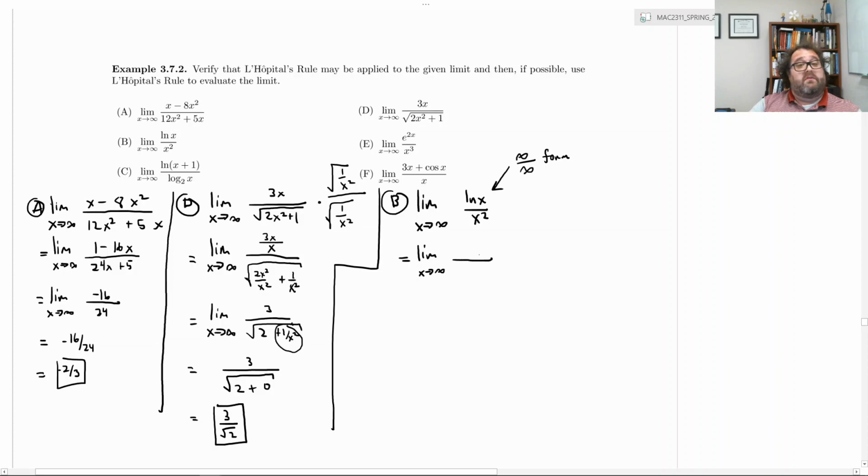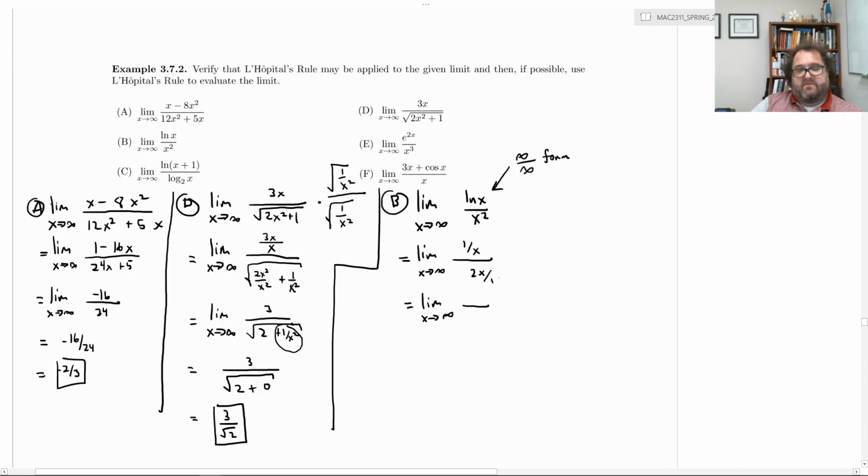So the derivative, sorry, I said that wrong. It says to take not the limits individually, the derivatives individually. So the derivative of natural log is 1 over x. The derivative of x squared is 2x. Now that's a compound fraction, so let's remedy the compound fraction. And okay, we have 1 over x divided by 2x.